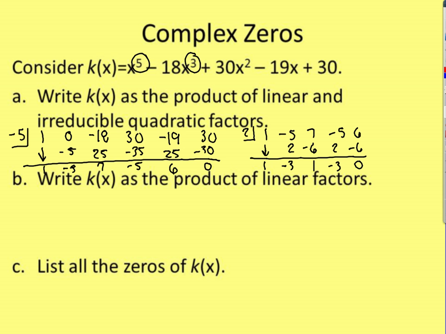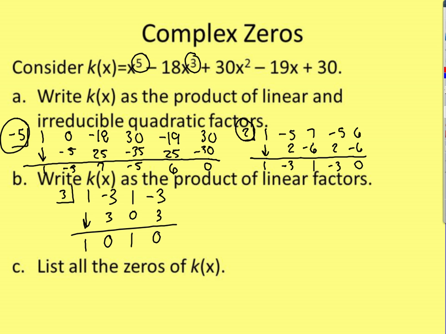at our graph, it looks like we have another 0 at 3. So 3 times 1 gives us 3. So we have zeros at -5, 2, and 3. And then you're left with x squared and a positive 1.